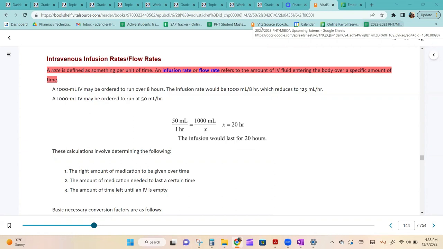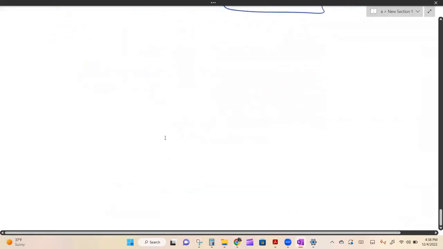So now we're going to go over intravenous infusion flow rates. They're the same thing. You'll hear it called infusion rate, flow rate, and even administration rate at some point. Again, just a little refresher from what I just said. An infusion rate or flow rate refers to the amount of IV fluid entering the body over a specific amount of time. So we do have a formula for that.